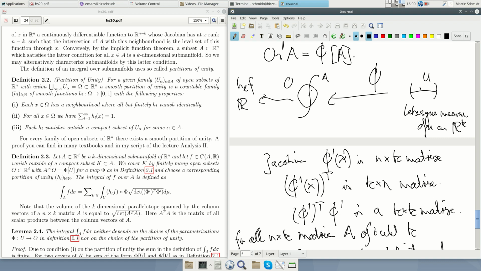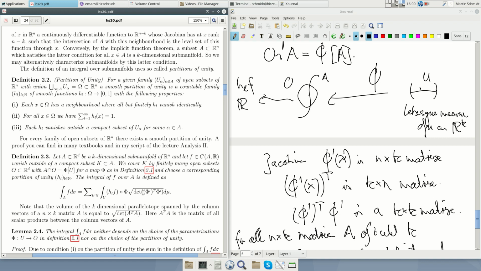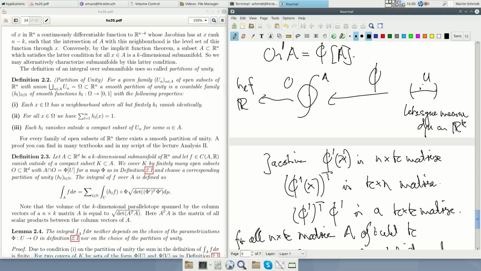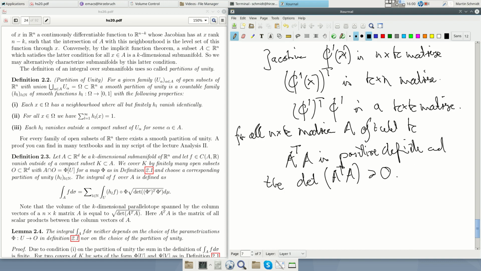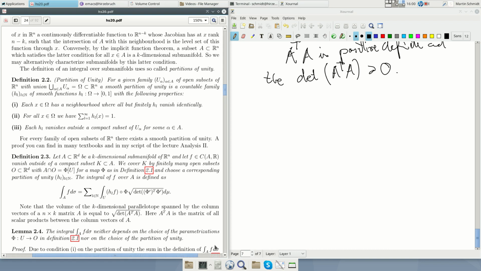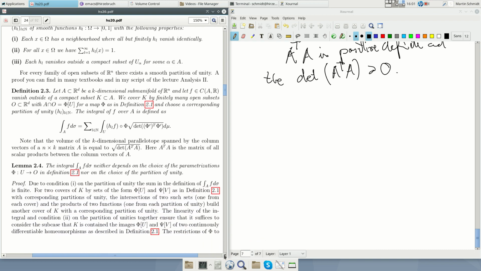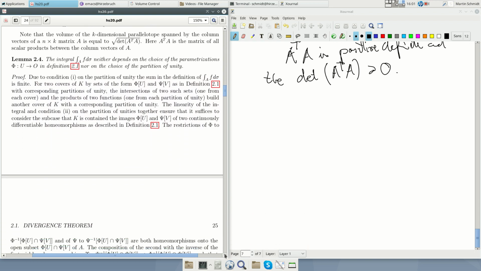Since the map phi changes the length scales, this factor is the correct factor for how we should correct the measure on U such that it really describes a measure on this subset A. This is the motivation. And the precise statement is now the following lemma. This is the last statement which we prove today.